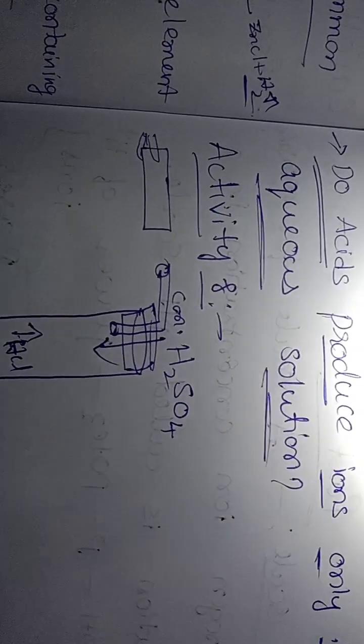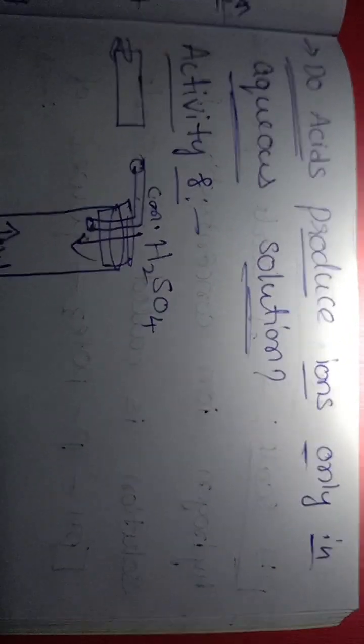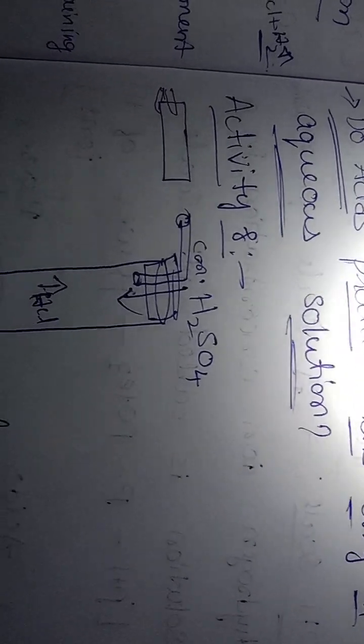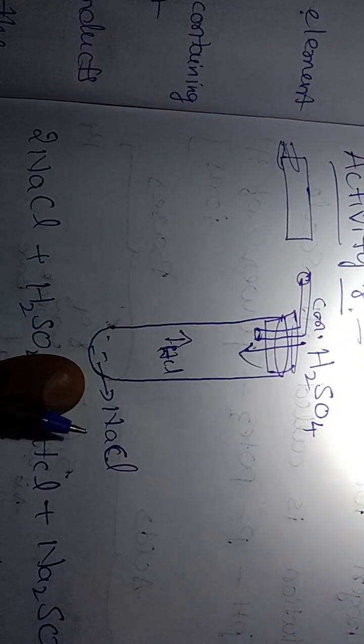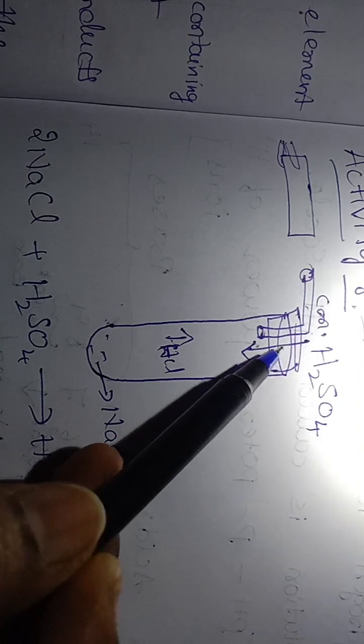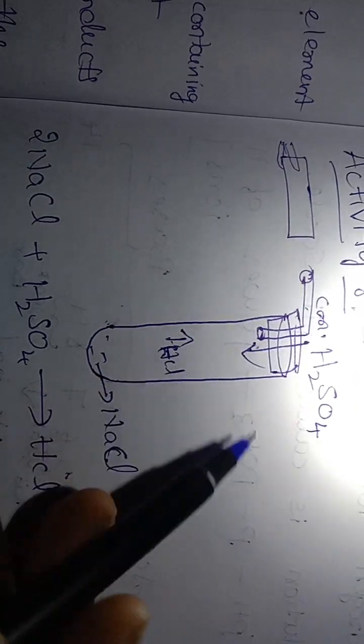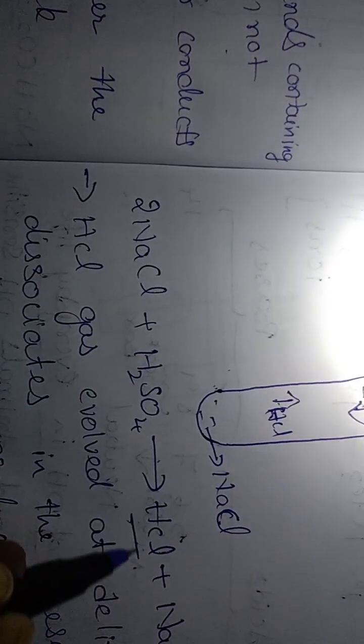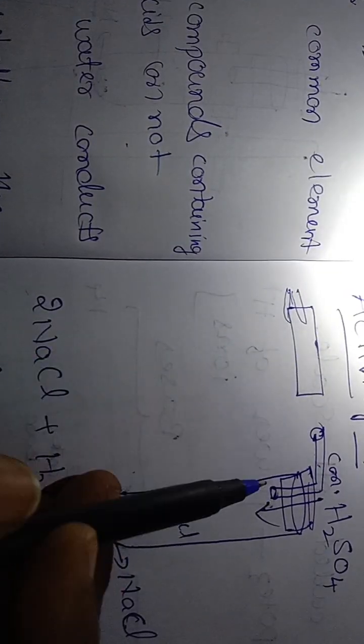One more simple lab activity, see here, activity 8. Do acids produce ions only in aqueous solution? Take a test tube and add sodium chloride. Next, add sulfuric acid, then immediately close the test tube with the delivery tube. When sodium chloride reacts with sulfuric acid, it releases hydrogen chloride gas and Na2SO4.